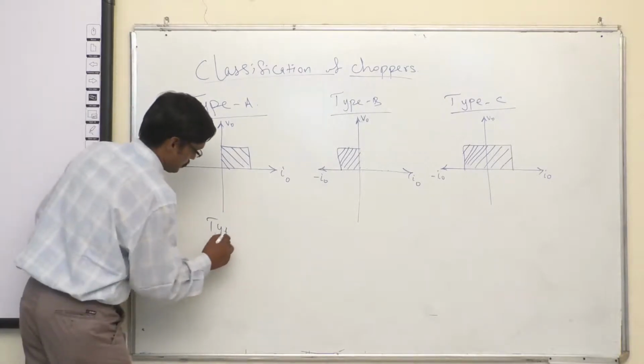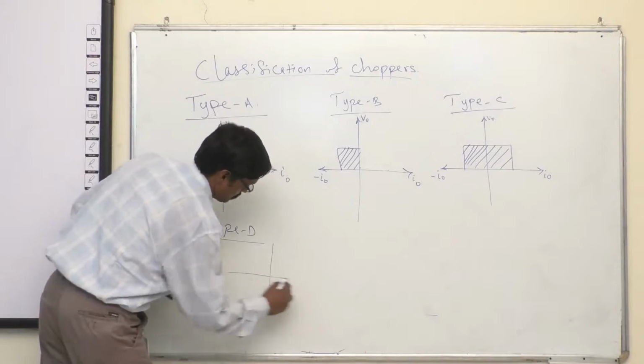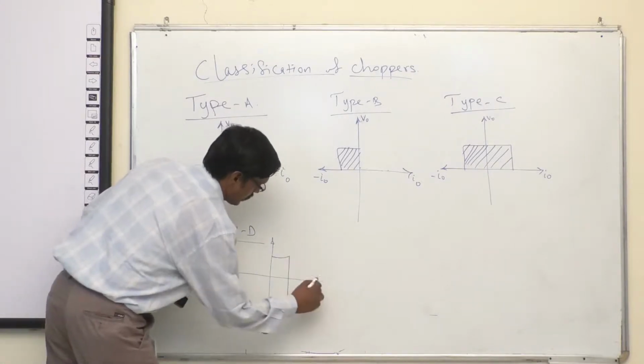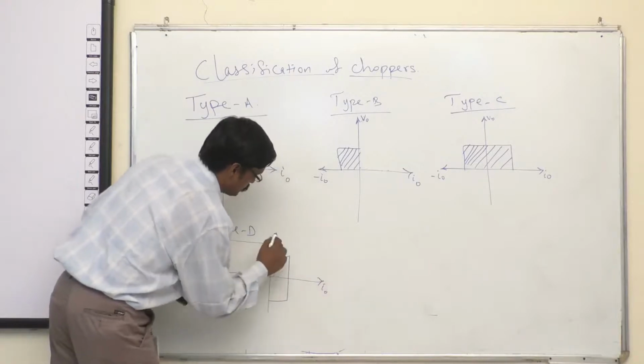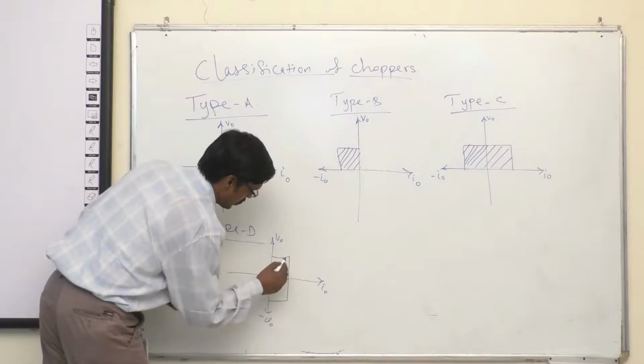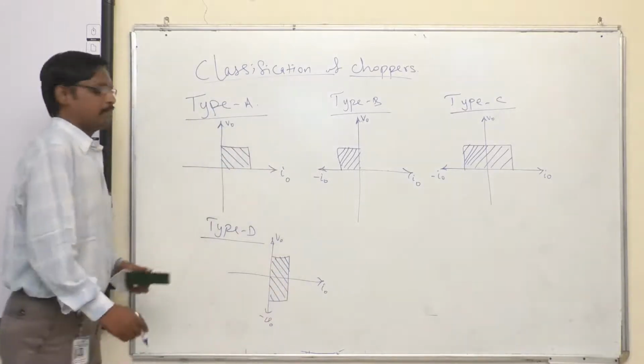Then type D chopper. Again, it is going to be a two quadrant chopper. The difference is here the output current is always positive, but the voltage may be positive or negative. So this is a type D chopper.